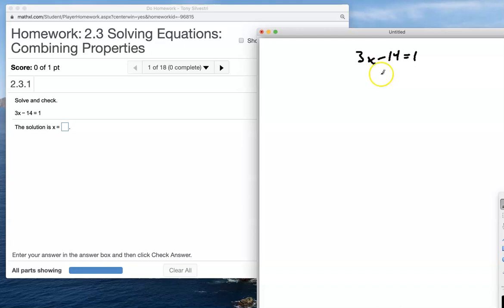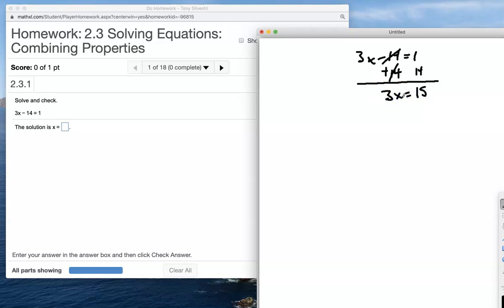So what I'm going to do is I see a minus 14. I don't want minus 14. I'm going to add 14 to both sides. 14 plus 14 on both sides. And what happens is the 14s will cancel, leaving you with 15 on the right and a plain 3x. Okay, it's starting to look better.